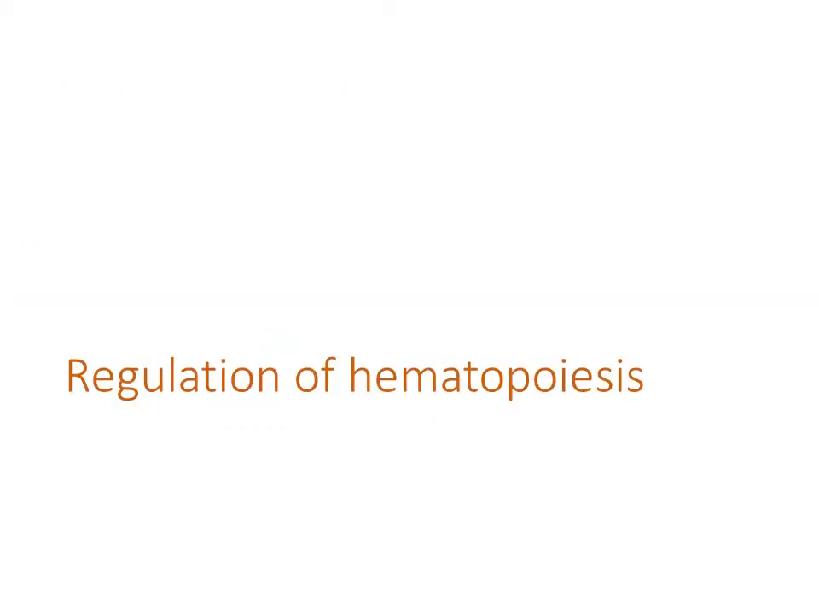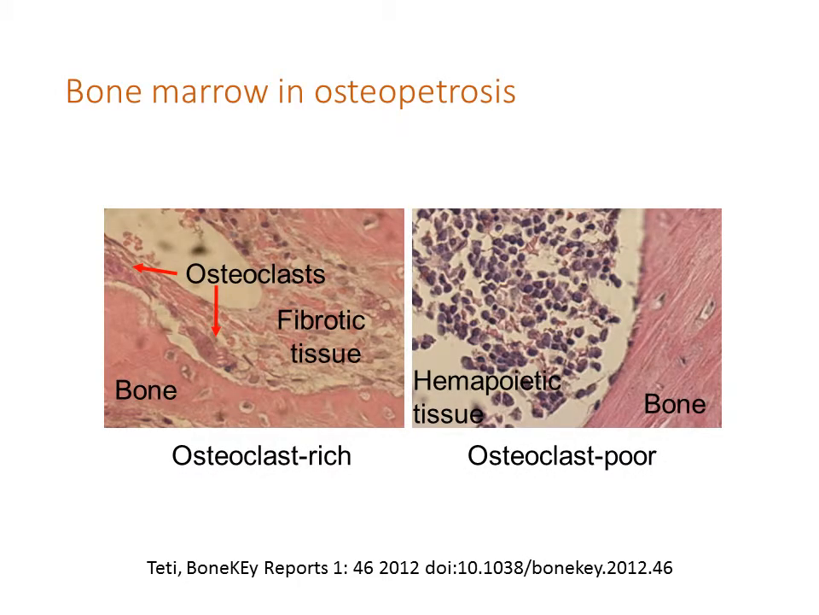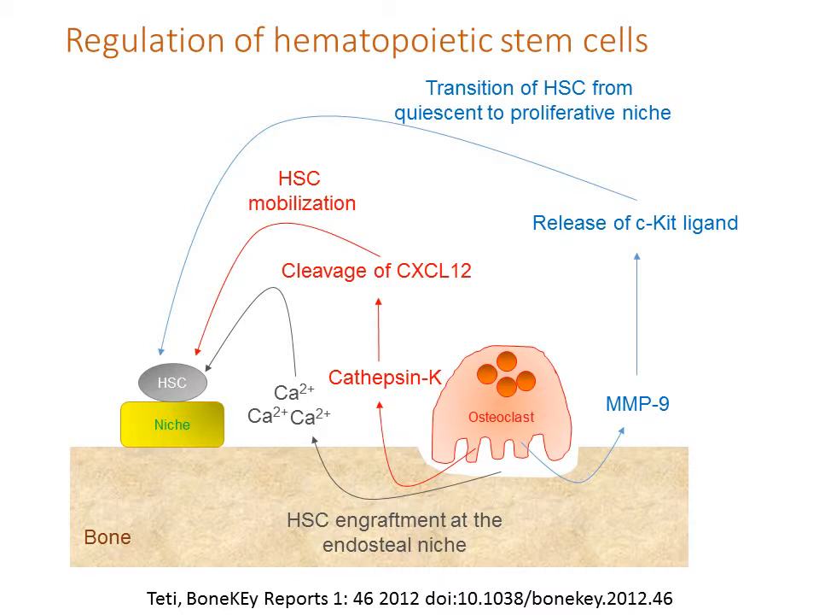Now, what about the regulation of hematopoiesis? Well, if you look at the bone marrow in the two forms of osteopetrosis, you will see that in the osteoclast-rich osteopetrosis, the bone marrow is fibrotic, whereas in the osteoclast-poor osteopetrosis, the bone marrow is still hematopoietic, suggesting that the high number of osteoclasts, although not resorbing, can affect the microenvironment, stimulating the stromal cells to produce collagen. The knowledge on the mechanisms by which osteoclasts regulate hematopoiesis is still incomplete.